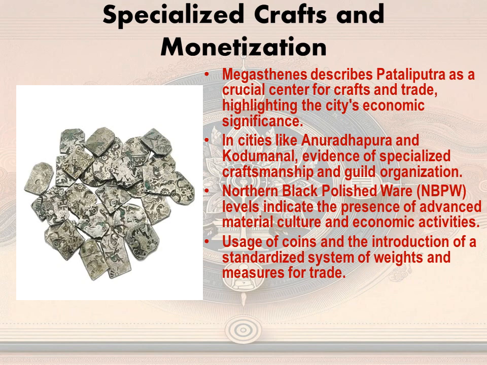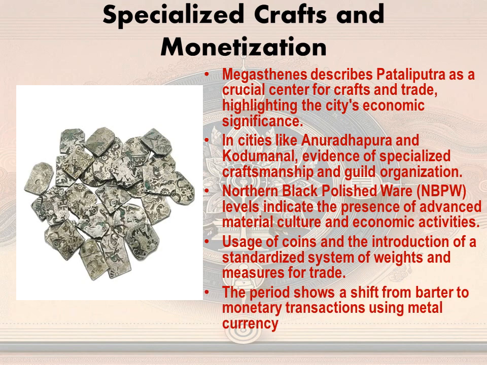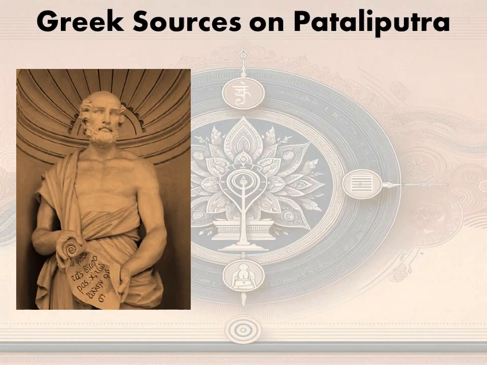Usage of coins and introduction of a standardized system of weights and measures for trade were practiced during this time. The period shows a shift from barter to monetary transactions using metal currency. So punch-marked coins were used during this period as a system of monetary transaction, and before that we get instances of the barter system where people used to take something by giving something else.